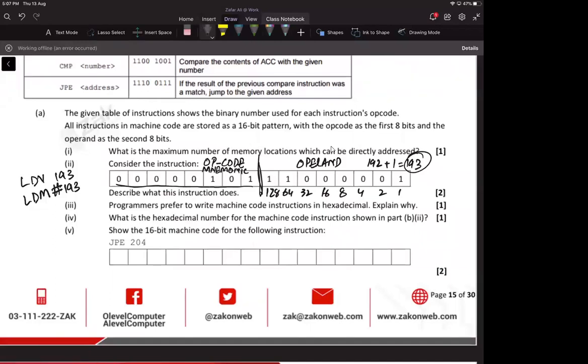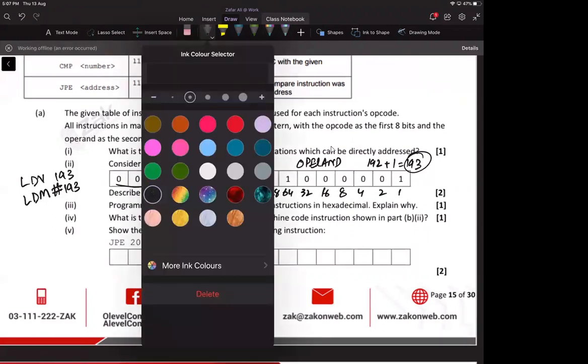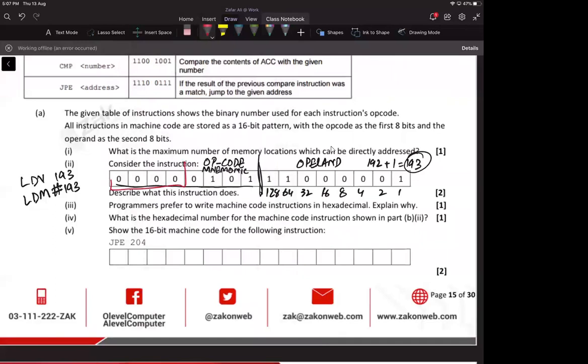All right, so this is LDV 193. So this would be the number. We take these four bits first. So this would become 0. We take these four bits. This would become 5. So 1, 2, 4, 0, 5. And the operand, if we take the operand, this would be 1, 2, 4, 8. 8 and 4, 12 means this is C. And then this is 1. So this would be 05C1. That's your hexadecimal for the machine code instruction in part B2. Okay, 05C1. C is 12.